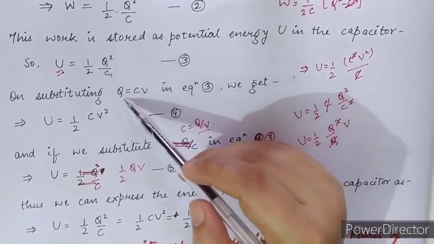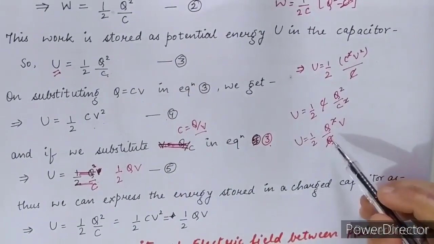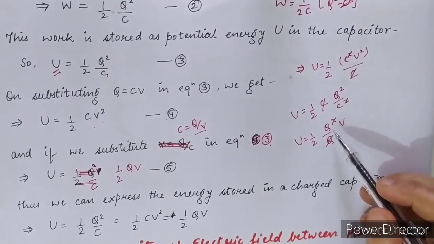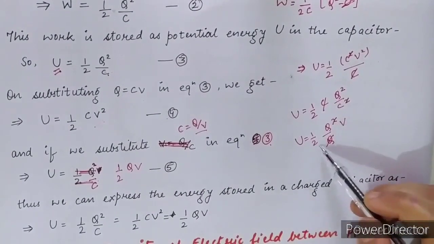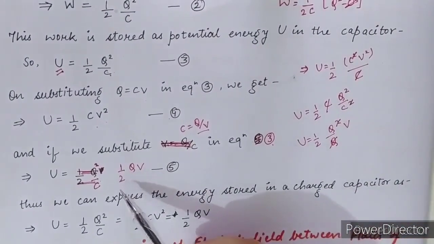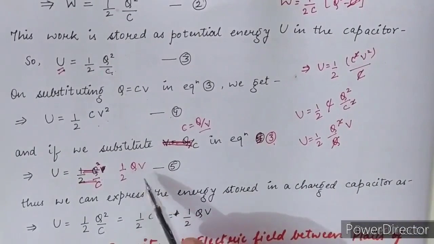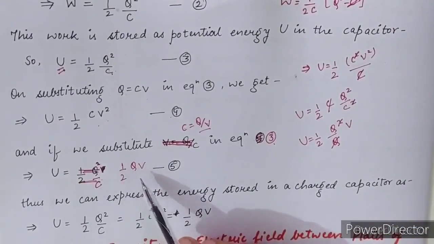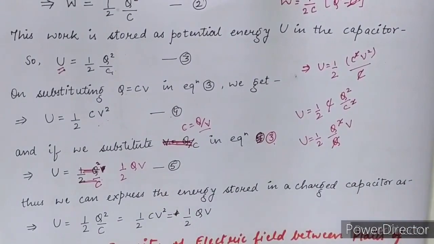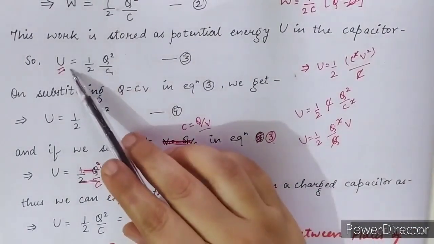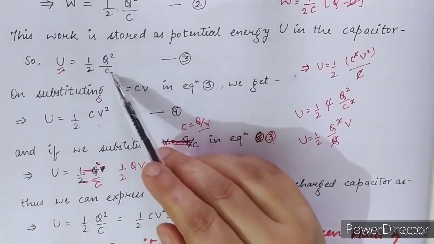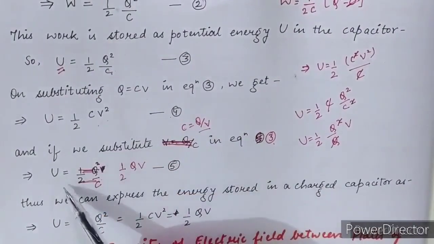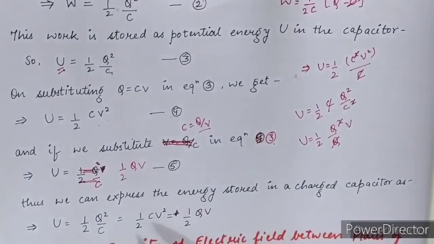C is Q upon V. Q and Q cancel out. So U is equal to half QV. So we have got three values of energy stored. That is, U is equal to half Q square upon C, U is equal to half CV square, and U is equal to half QV.